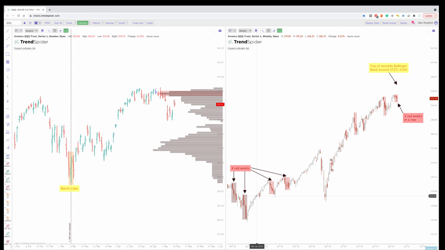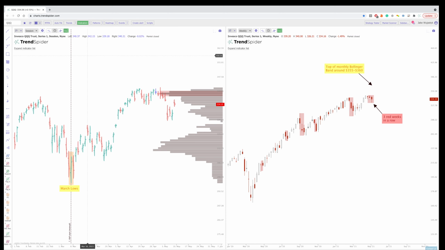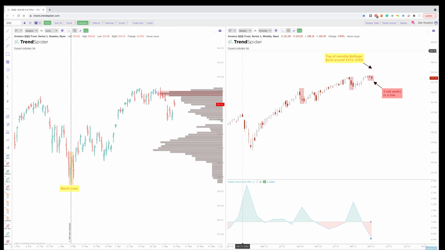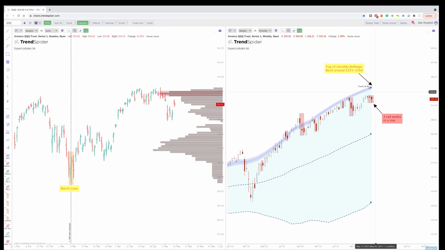So just keep that in mind. Generally, after about 4 red weeks in a row, you most of the time have some type of bounce there. So not only do we have that, we also have the upper Bollinger Band still pretty far above. If we look at the Bollinger Band here on the monthly side of things, using multi-timeframe analysis, that is around 360 at this point. So if we did continue up, that 360 would be the top of the upper monthly Bollinger Band here. So something to keep in mind.